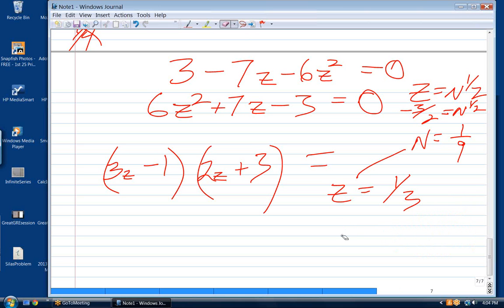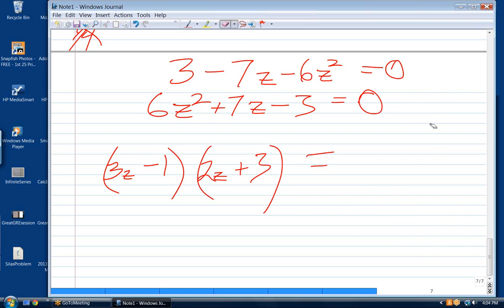In other words, the fundamental theorem of algebra doesn't say that if you multiply two things together that's equal to 0, both of them have to be 0. It merely says one of them must be 0. And in this case, one was.